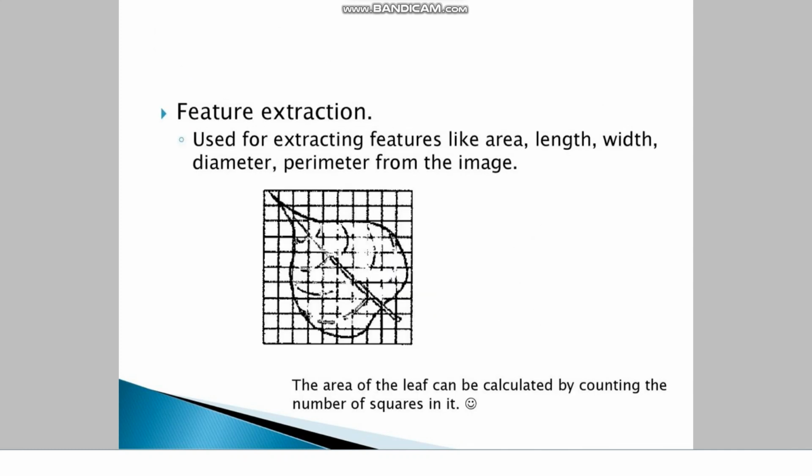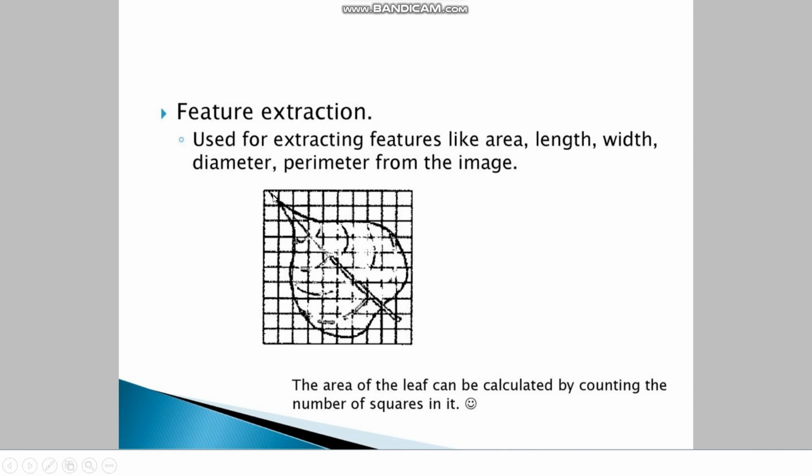Coming to feature extraction, this is another technique in image processing and analysis. The features they extract include area, length, width, diameter, and perimeter from the image. So these are various dimensions. The best example to understand this is feature extraction.